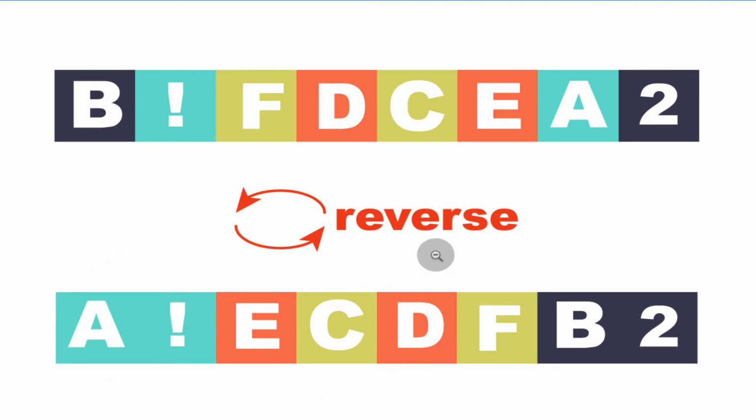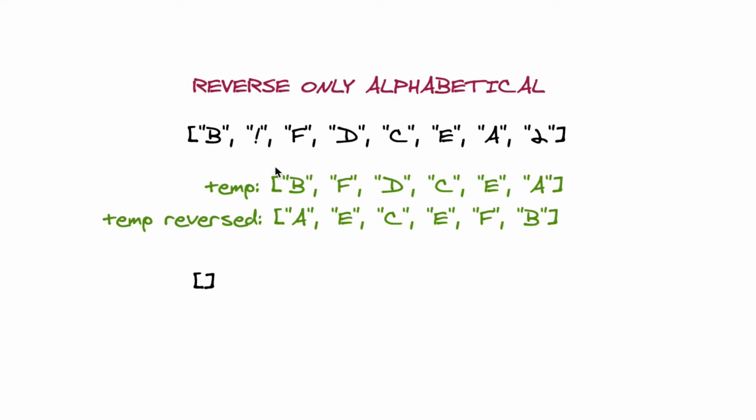In this case, though, we need to find some way to delineate the exclamation point and the 2 and only focus on the alphabetical characters. Let's review this example in another format. We're given the array B, exclamation point, F, D, C, E, A, and 2. Originally a string, we've already split this up into an array. What we want to accomplish is to reverse only B, F, D, C, E, A, and skip exclamation and 2.